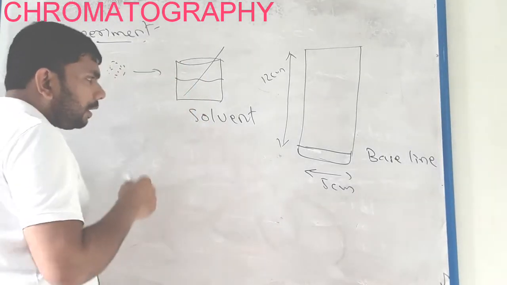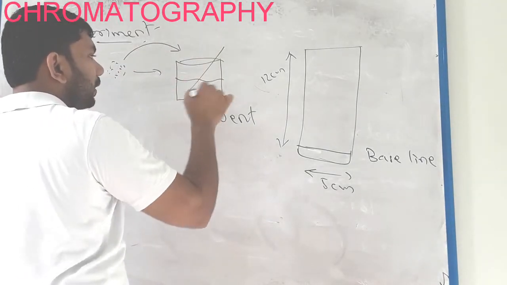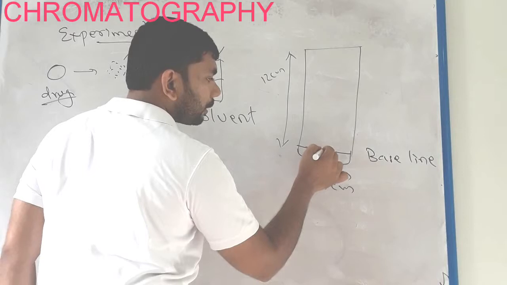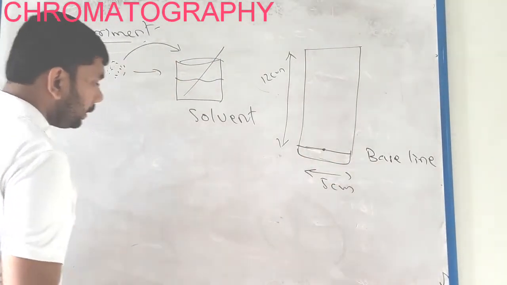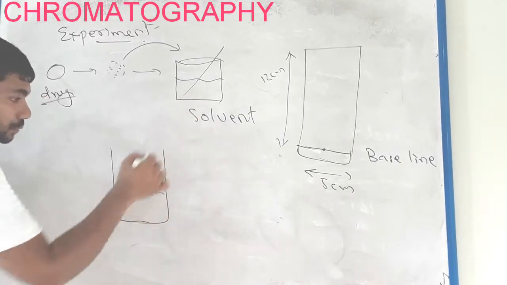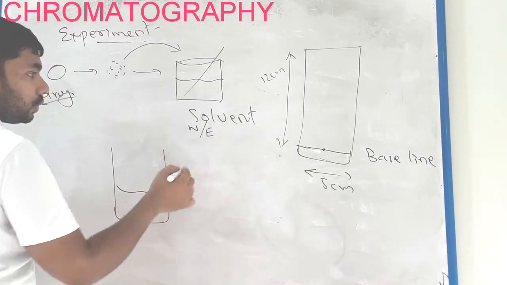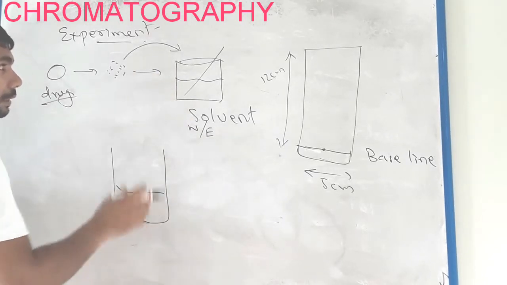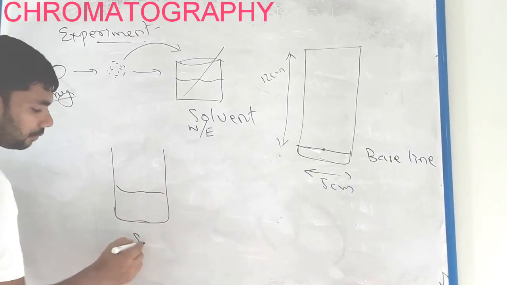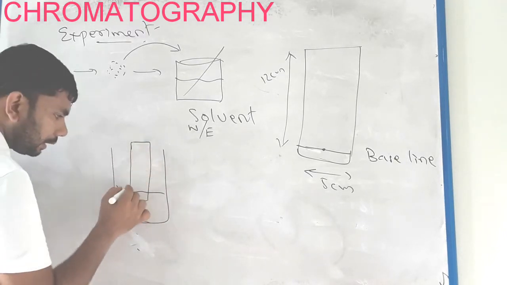Clear? After that, we insert our sample into the solvent and shake well. This is our sample now. From the sample we will put a drop over here on the baseline. Then we have to conduct the chromatographic experiment. This is the same solvent, water or ethanol, depending on the chemical we choose. So we will take the solvent, water or ethanol. Then we will keep the chromatographic paper like this.